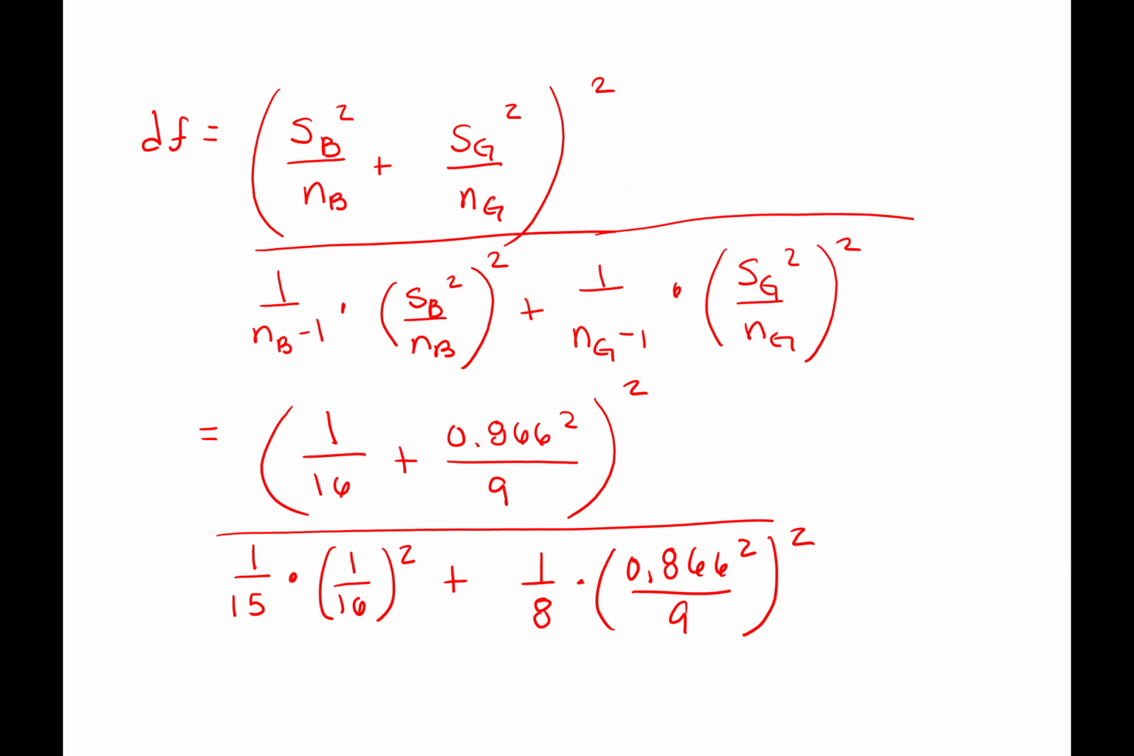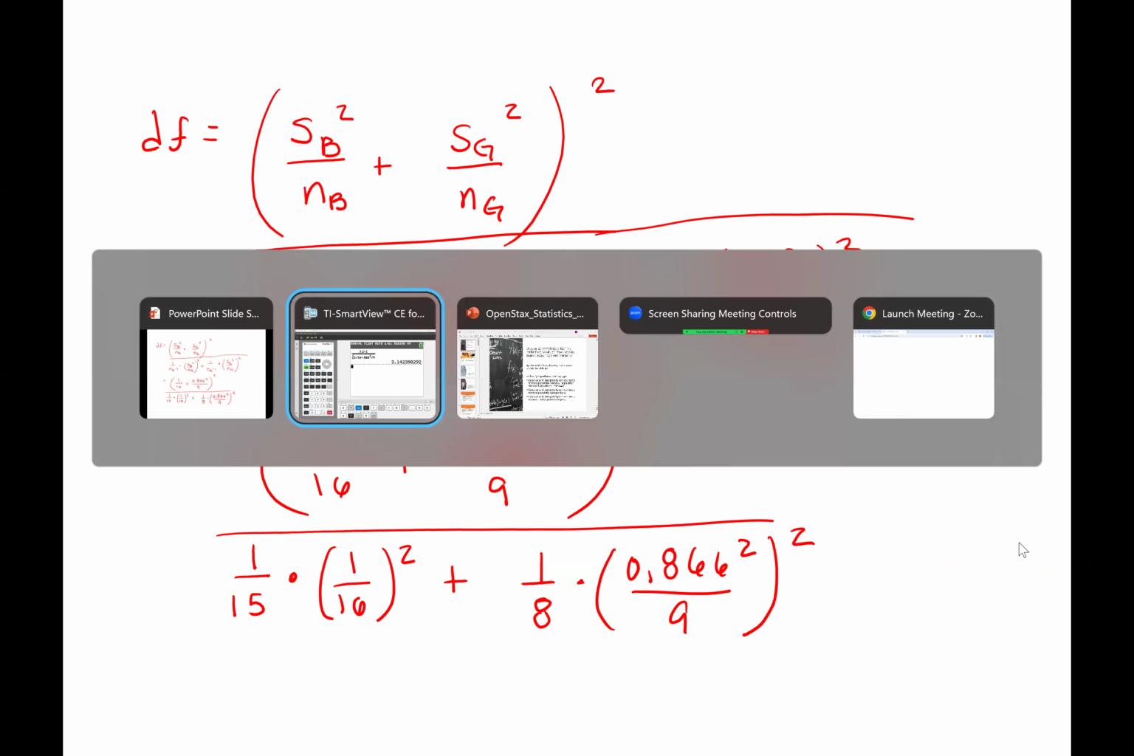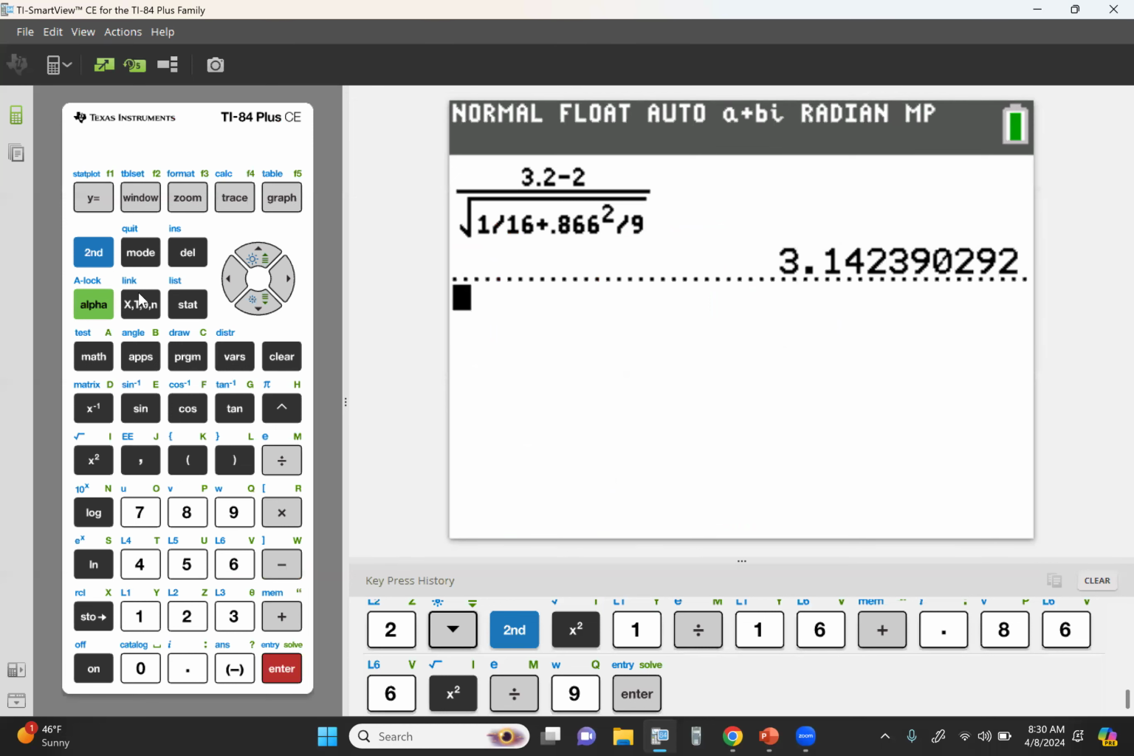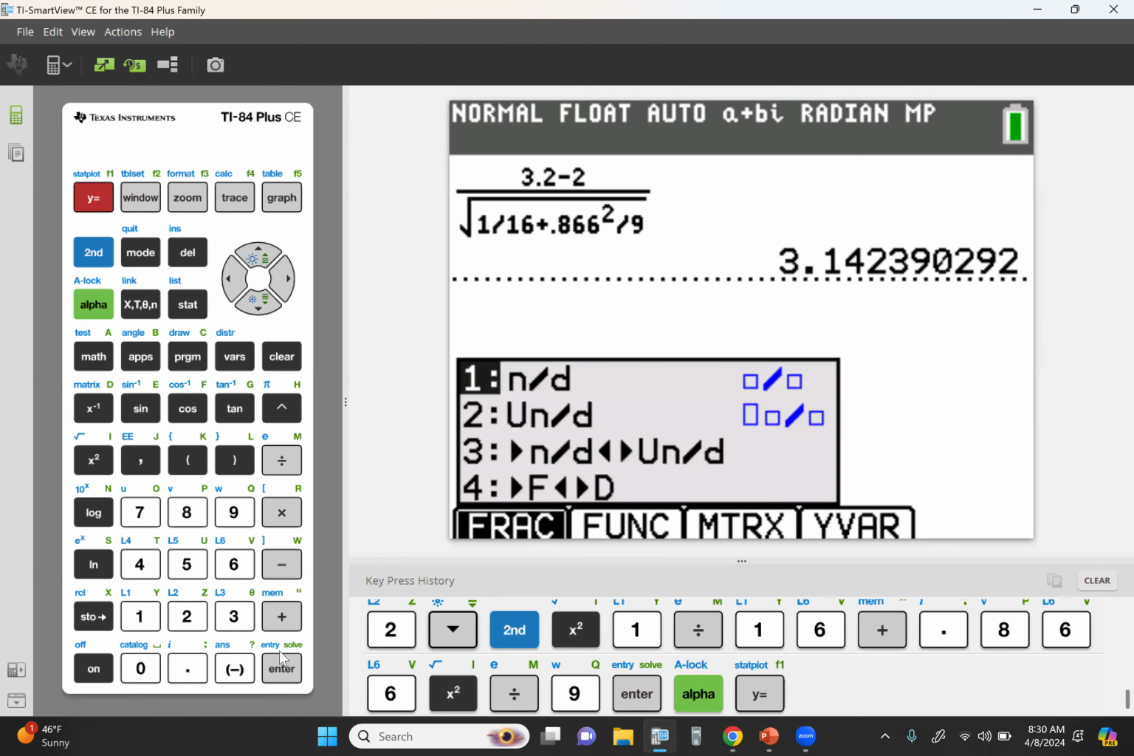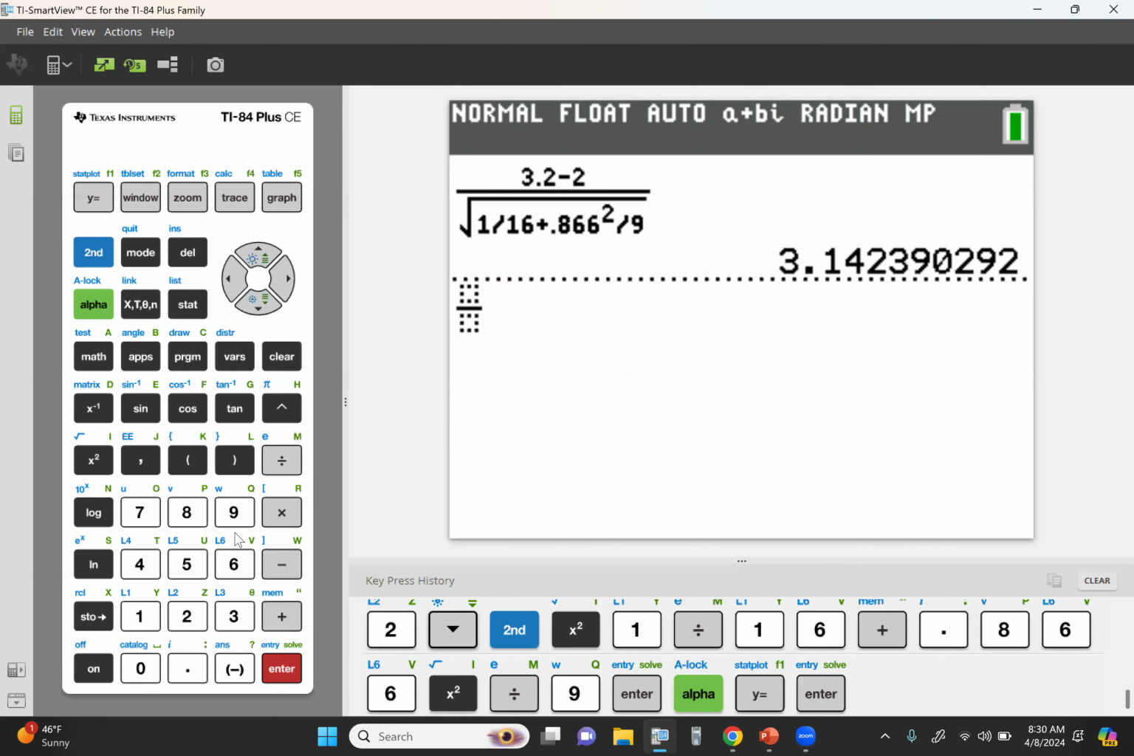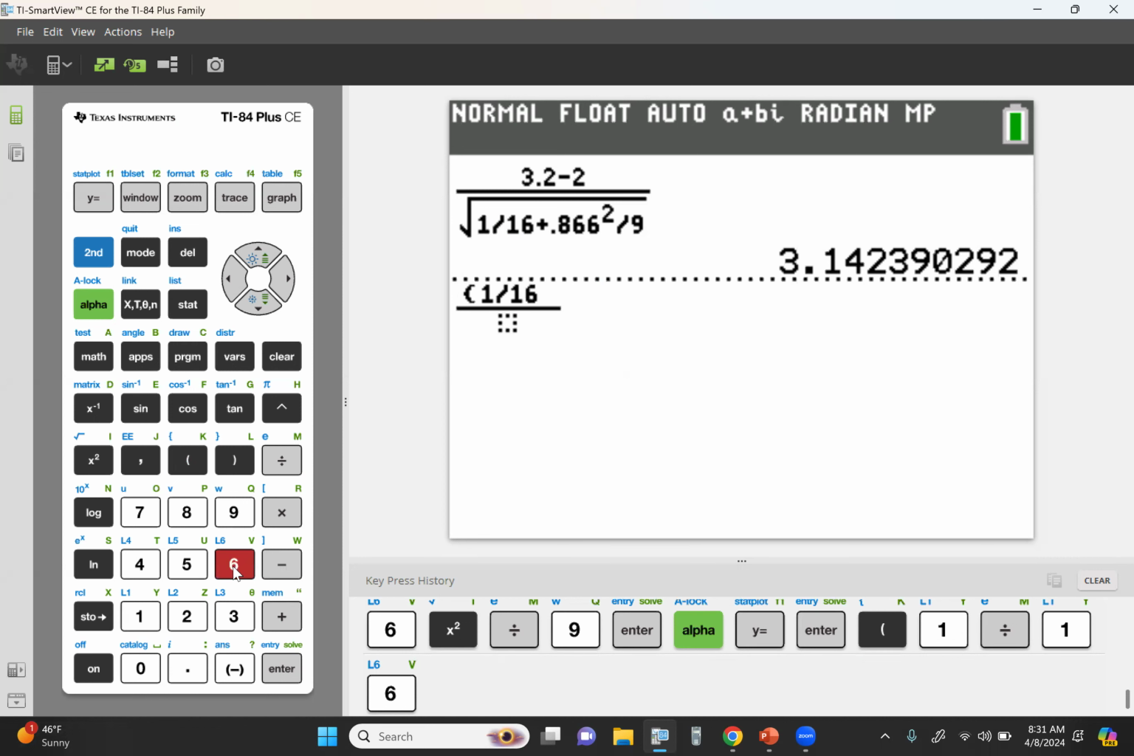So let's see if we can go do this on the calculator. Now I'm going to use the fraction button again, and I'm going to put that stuff in the numerator. I really don't need to use fractions again. I have 1 divided by 16, but I need to put this in parentheses because I am going to square this. So I have 1 divided by 16, correct? Plus 0.866 squared divided by 9.